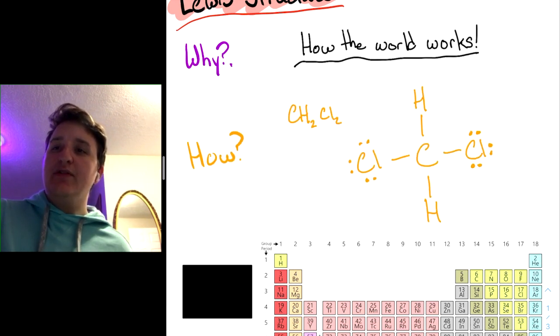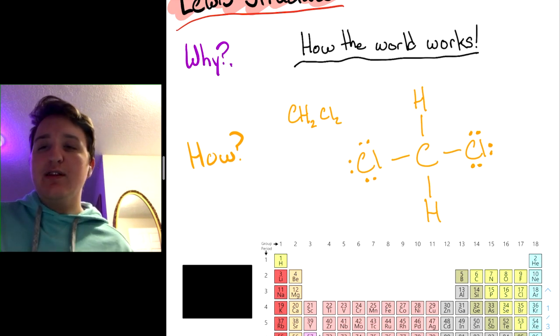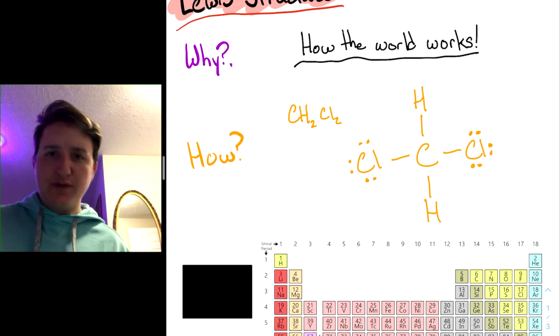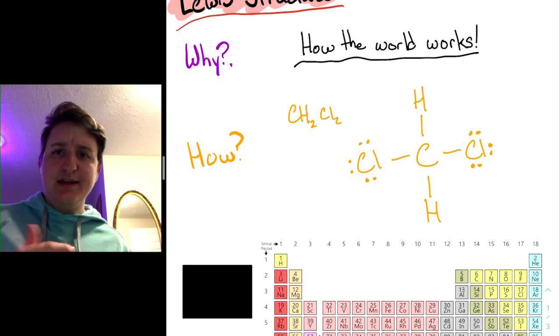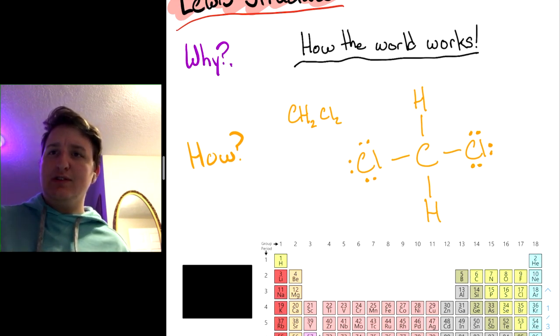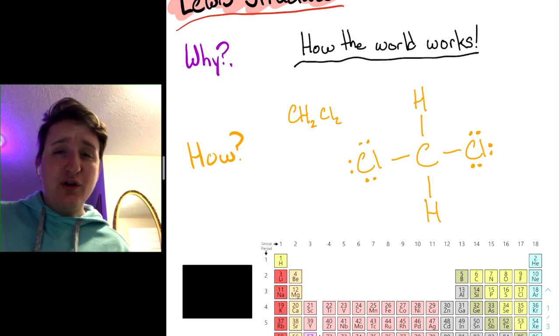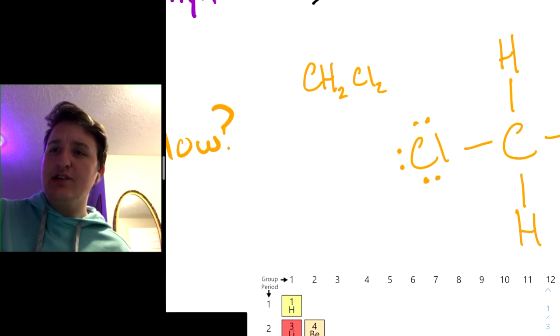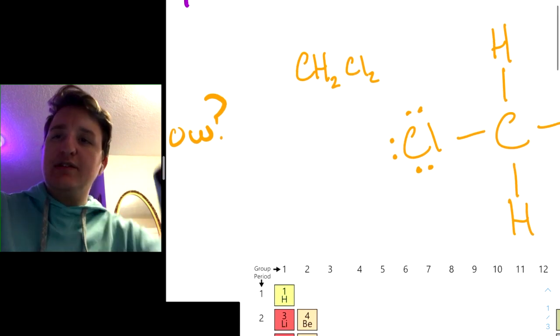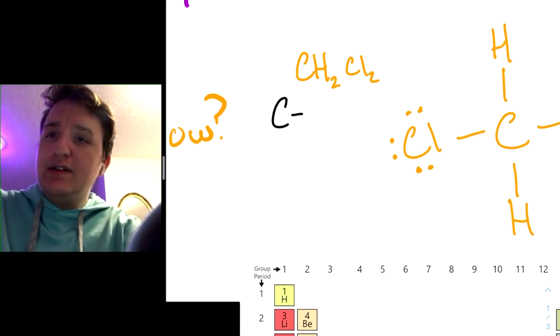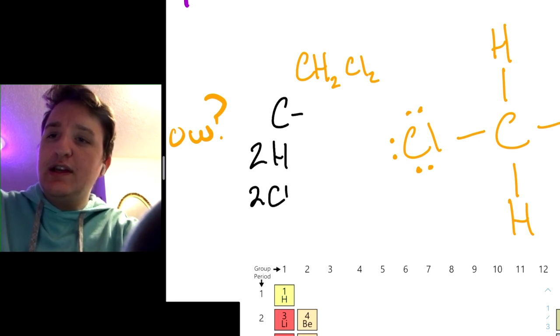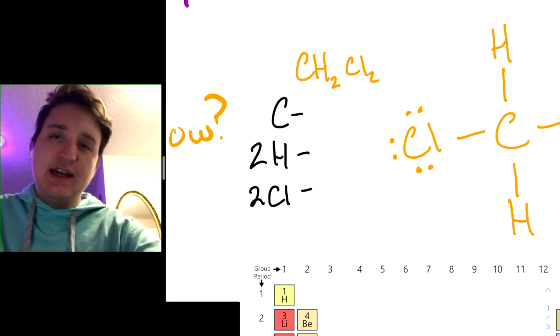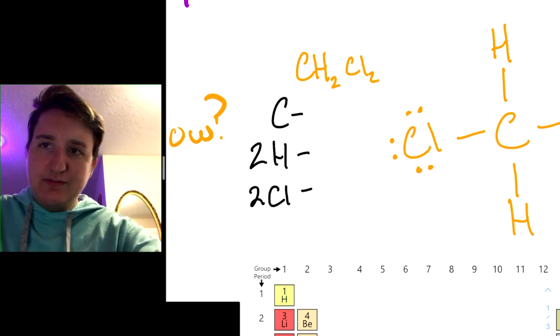Okay, so I have an example written out here, and there's three main steps to learning how to draw a Lewis structure. The first step, the most important step, is counting up your valence electrons. So that's the total in the molecule. So if we look at this molecule here, we have CH2Cl2, right? So there's one C, two H's, and two Cl's. So I'm going to add up the total, and we're going to go from there.